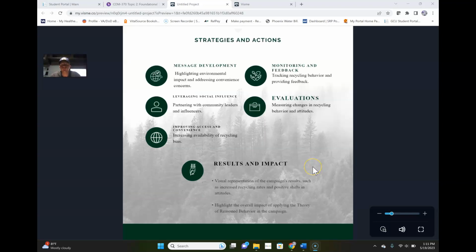Strategies and actions. Message development: highlighting environmental impact and addressing convenience concerns. Leveraging social influence: partnering with community leaders and influencers. Improving access and convenience: increasing availability of recycling bins. Monitoring and feedback: tracking recycling behavior and providing feedback. Evaluations: measure changes in recycling behavior and attitudes.